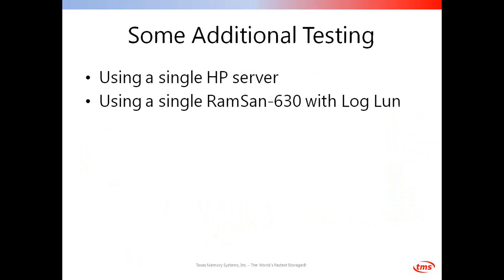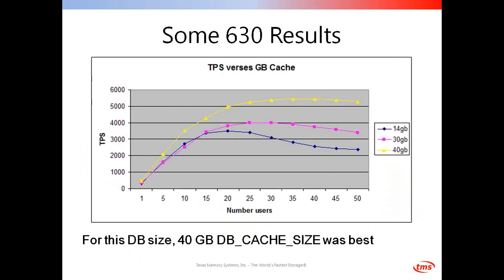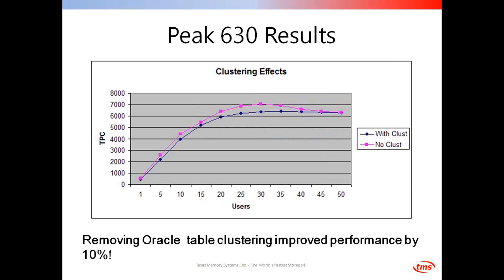Some additional testing using a single HP server here recently, and then running with a single RAMSAN 630 with a log run. First, we tuned the cache, so you can see that we got the cache up to 40 gigabytes. Then we did various different tuning operations. And I don't know if you paid attention on another graph, but we peaked out at about 3,500 transactions per second. Here, we're doubled that with a single node. So we got 7,000 transactions per second.